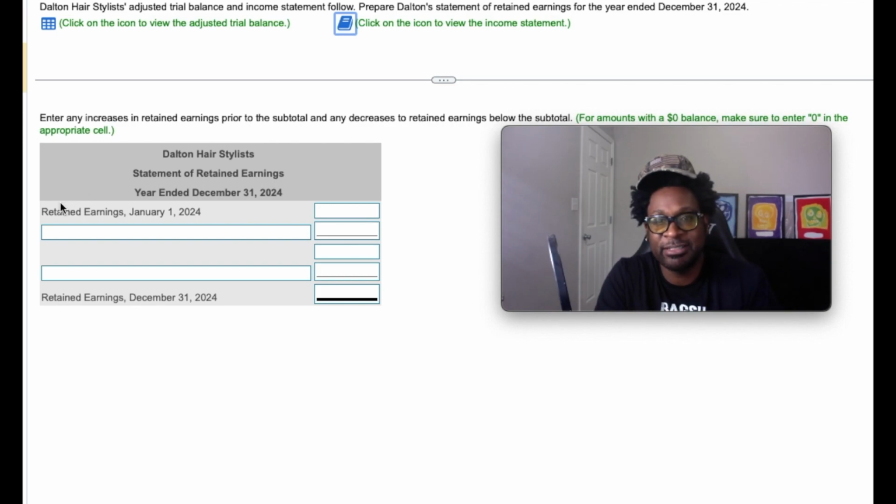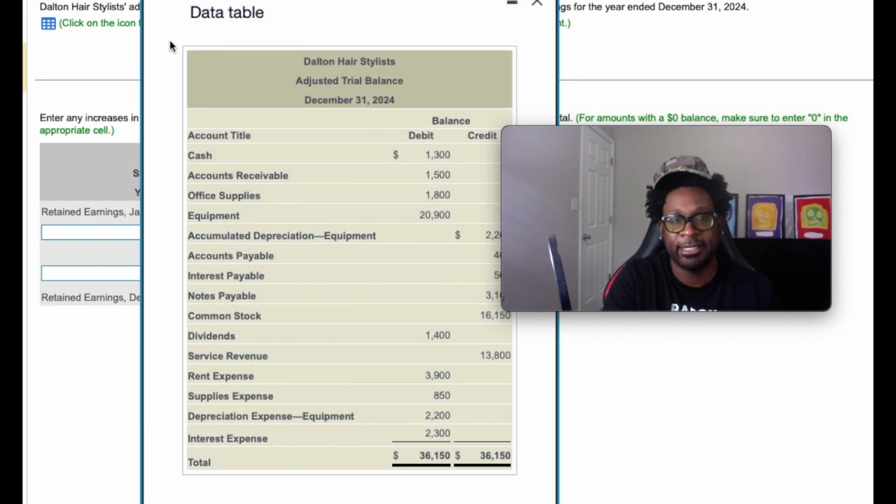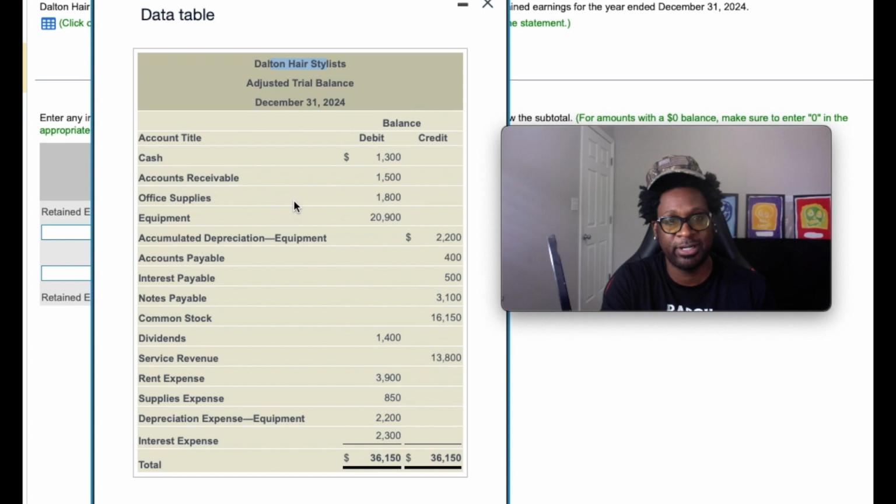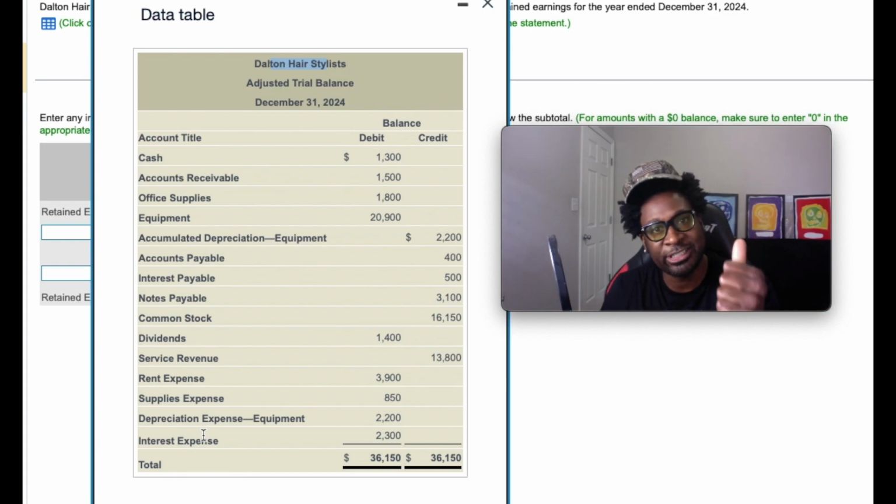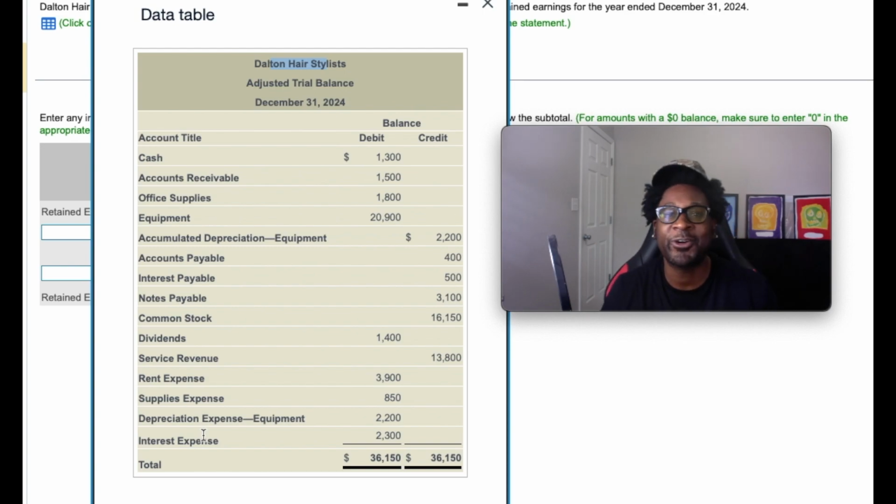Now, this company started this year, but how do we know that? Let's look at our adjusted trial balance, gang. We have a couple of accounts. Now, the order of the adjusted trial balance follows the accounting equation. So it's always going to list your assets first, then your liabilities, then stockholders' equity. Now, stockholders' equity has two accounts as of now, common stock and retained earnings.